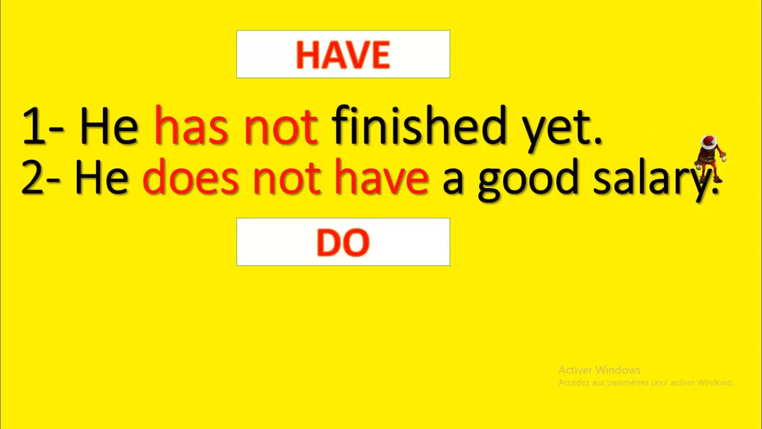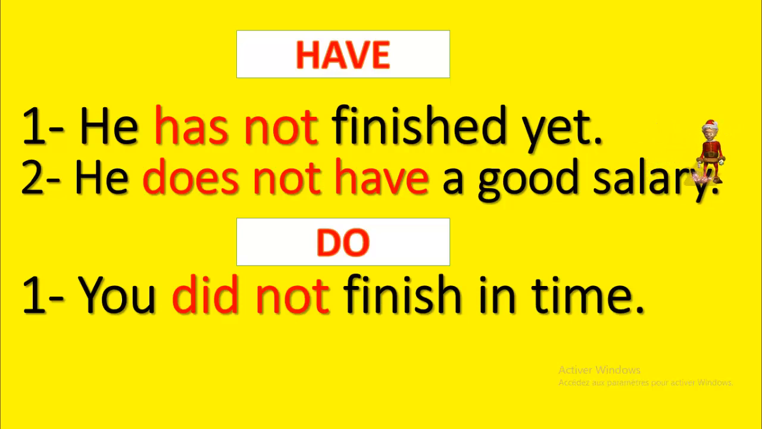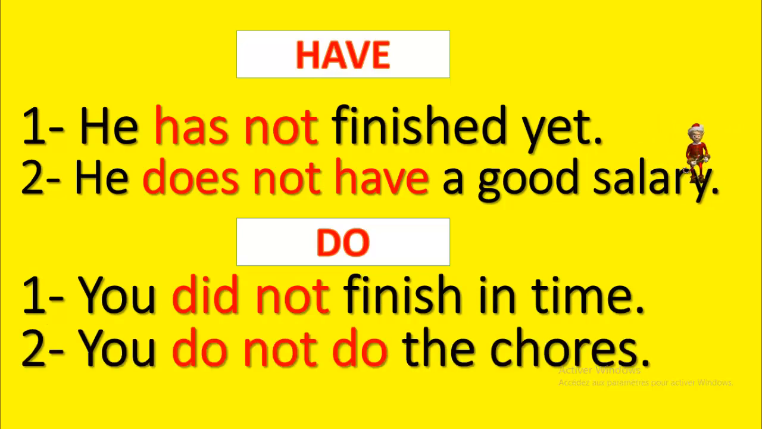Do also can be auxiliary, did not finish. It can also be a main verb, also called the full verb, do not do. Okay?